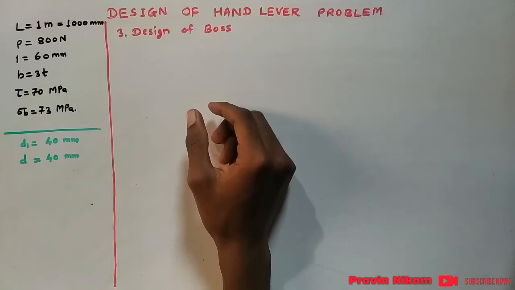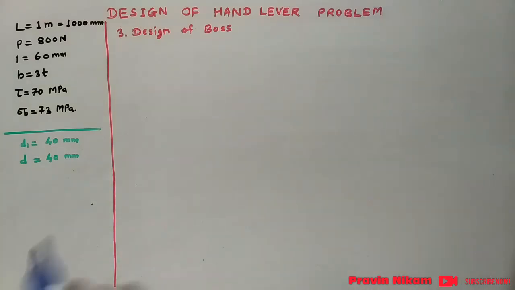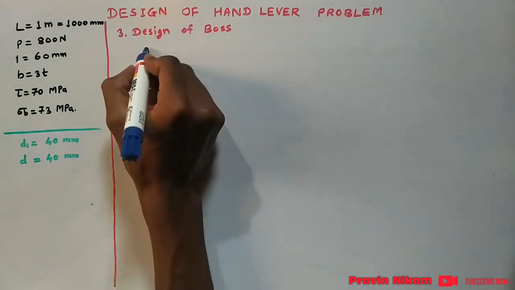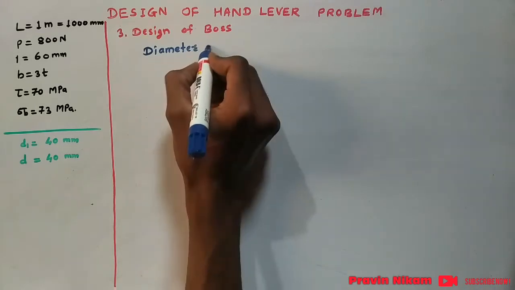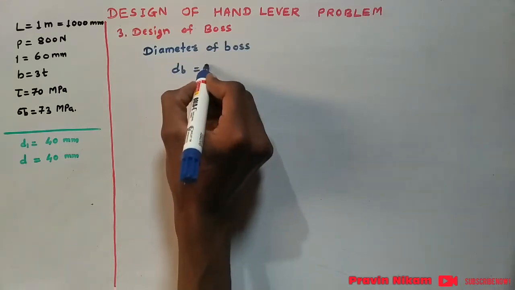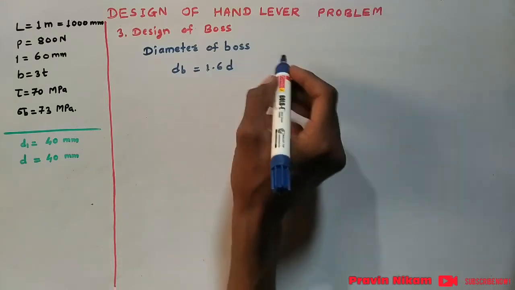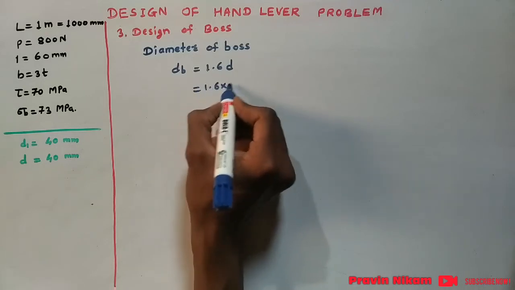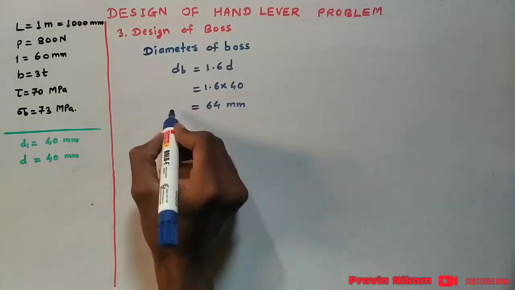Now see friends, the design of boss. So how to design a boss? We know that for boss, the diameter of boss dB is equal to 1.6 times diameter of shaft. So that is equal to 1.6 into 40, which is equal to 64 mm.